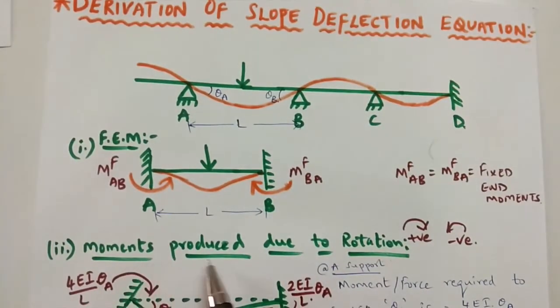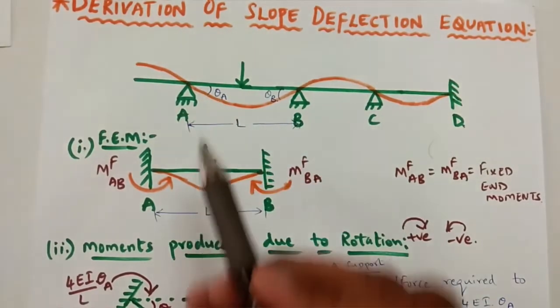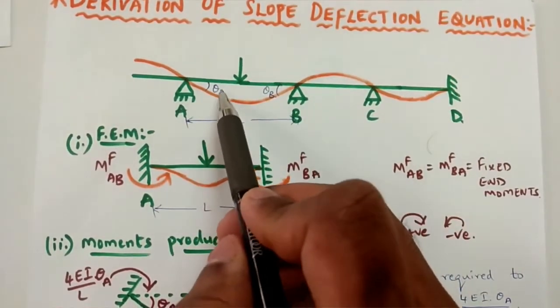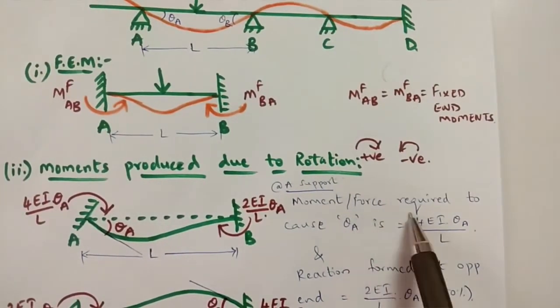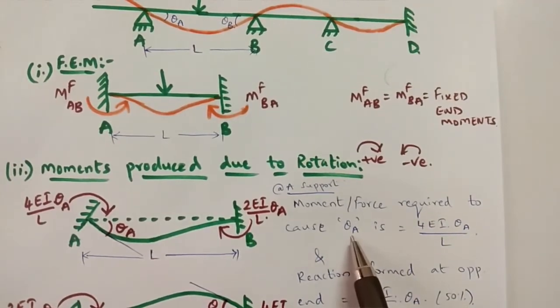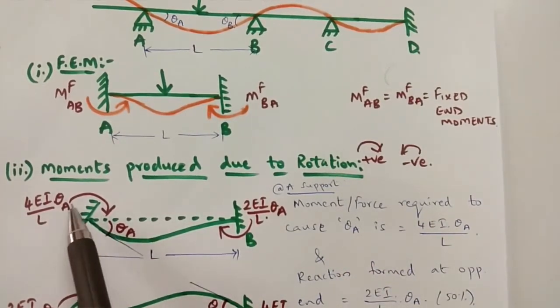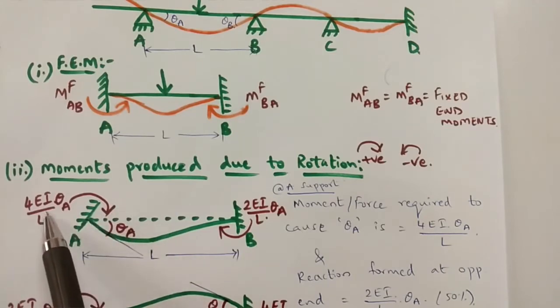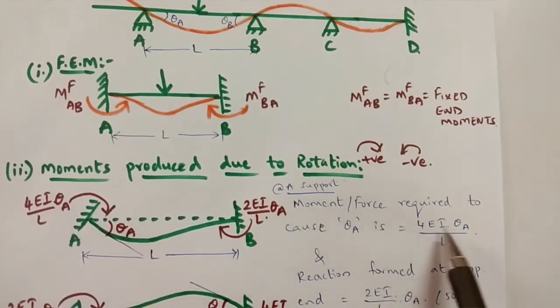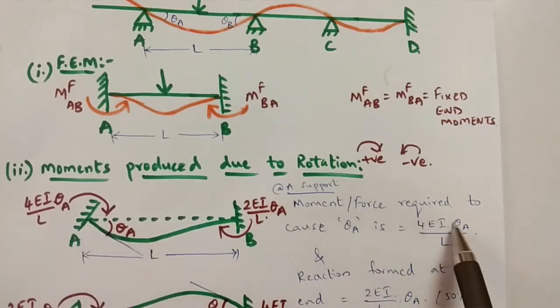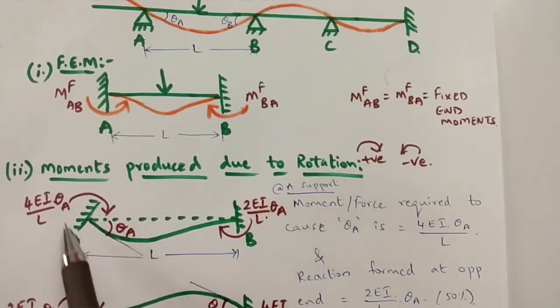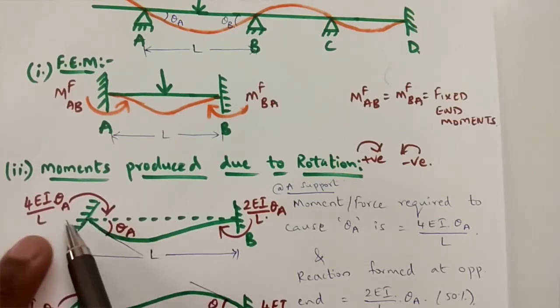So in the second case, moments produced due to the rotation. So in order to produce this rotation theta A at the support A, I require a moment or force to cause this theta A angle at the support A. I require the force or moment at the support is 4 EI into theta A by L. Here the slope theta is caused at this support A, so I am writing here theta A. So in order to produce this theta A, I require the force moment 4 EI into theta A by L.